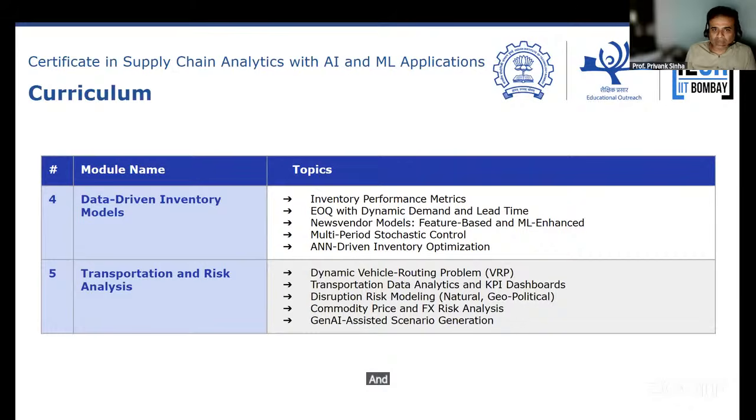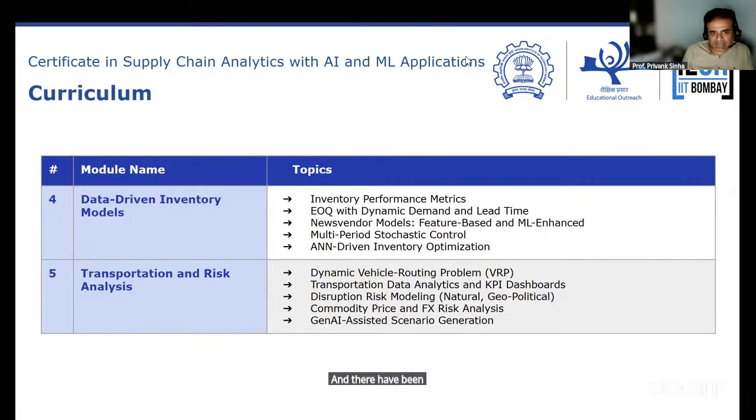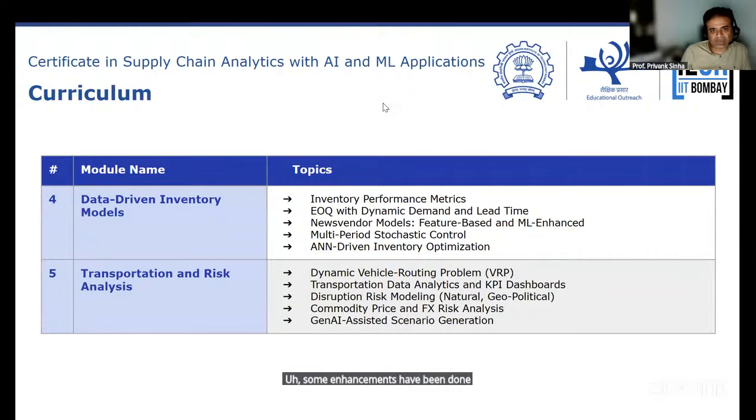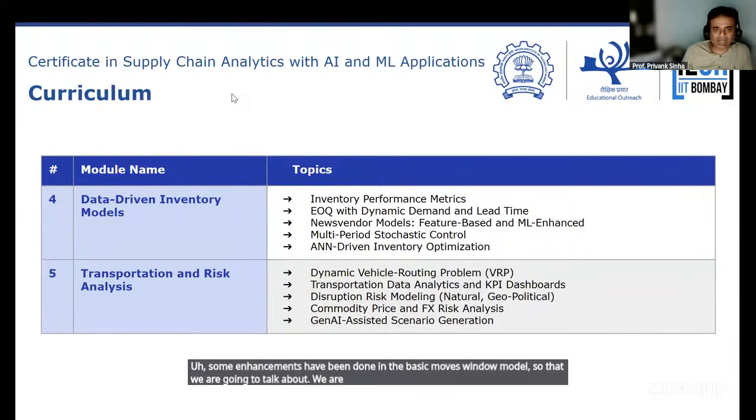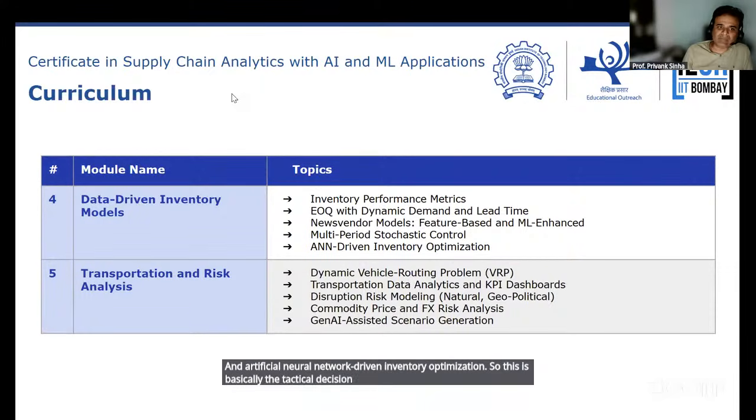And then we will go in with the stochastic inventory model. A standard model here is the newsvendor model. There have been some recent interesting extensions to this newsvendor model where ML features have been introduced and some enhancements have been done in the basic newsvendor model. So that we are going to talk about. We are also going to talk about multi-period stochastic control and artificial neural network driven inventory optimization. So this is basically the tactical decision making in the supply chain where we do plan for the inventory.